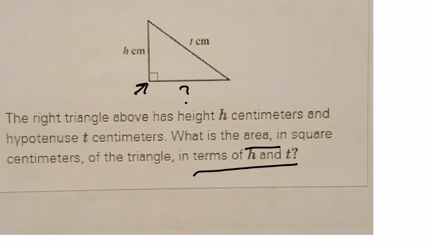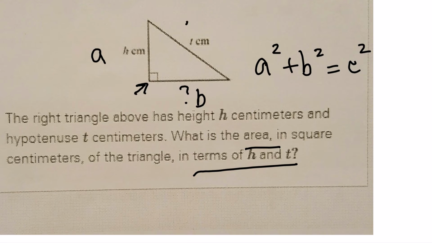So I'm going to use the Pythagorean theorem, which is a squared plus b squared equals c squared, where a and b are the legs, and then the hypotenuse is c. And it really doesn't matter which leg is A or which one's B. It's just one or the other. But the hypotenuse is always across from the right angle. So let's see what we have here.